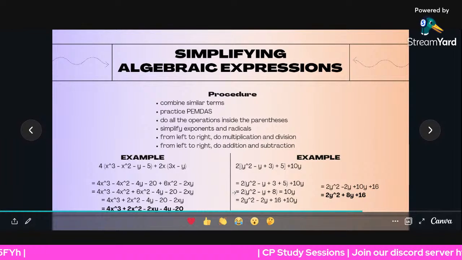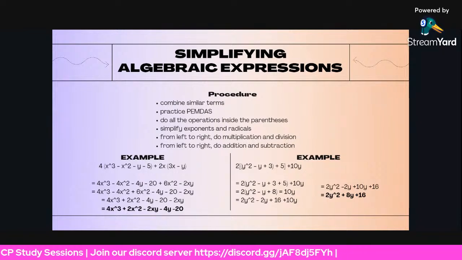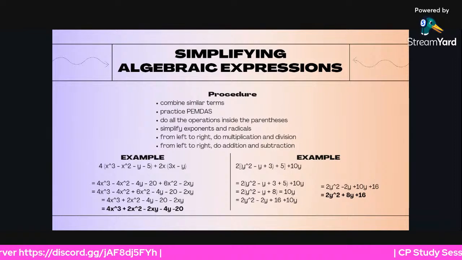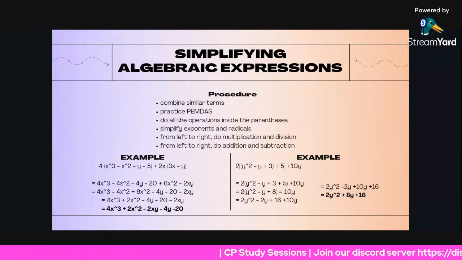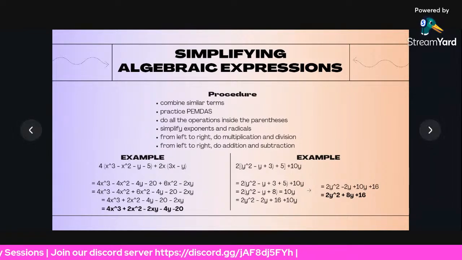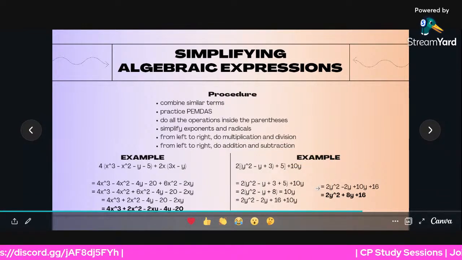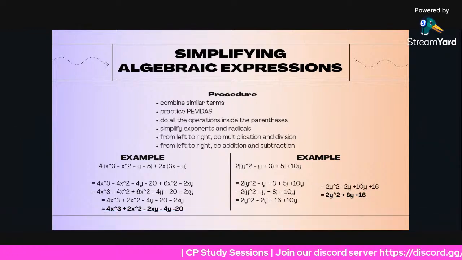2 times y squared is equal to 2y squared. 2 multiplied by negative y is equal to negative 2y. Then 2 times 8 is equal to 16. Then after that, i-copy nyo na lang ulit yung positive 10y. So, after natin mag-distribute, titingnan natin kung meron pang similar terms na pwede natin i-combine.